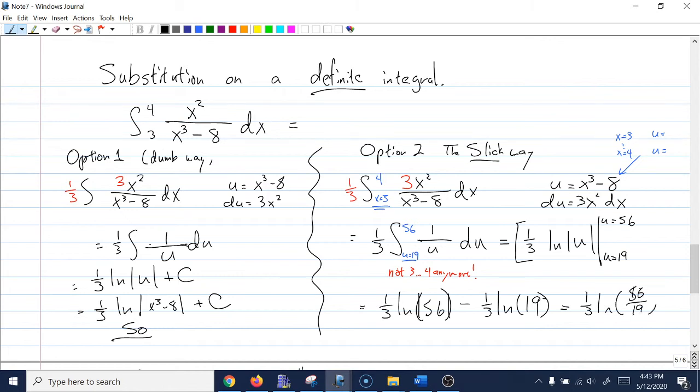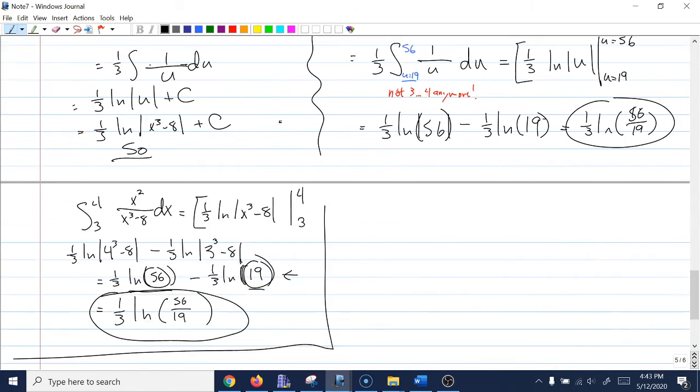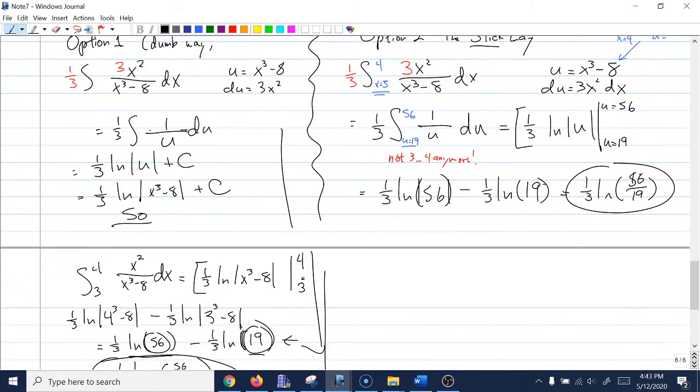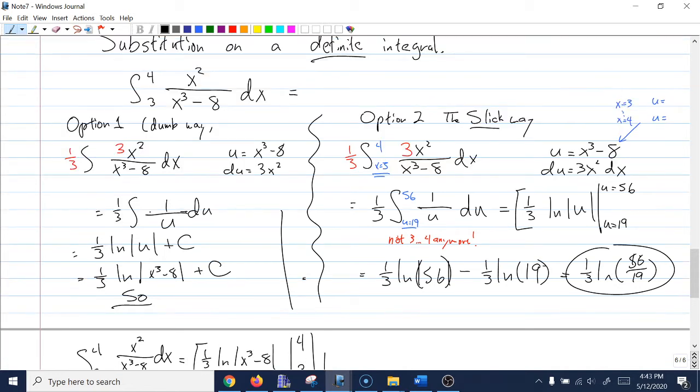56 over 19. And the reason I'm writing this in 2 columns is to emphasize, hey, look how much extra work this takes. You don't need to write. It's less writing total if I never have to translate back into the x's. But the key thing to emphasize is, if there are bounds of integration, you must change them.